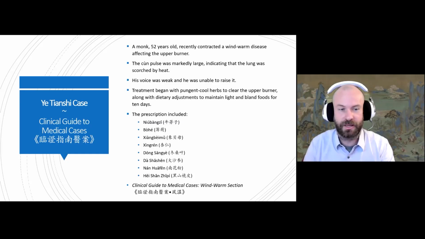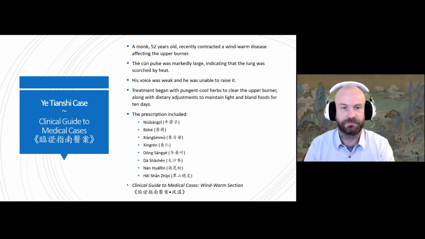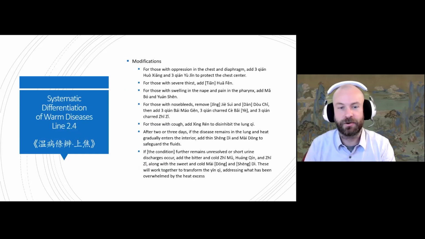But you can see there's not that much similarity, though there are a few herbs. Only Bohe and Yubangzi are there from the formula, but I think he argues that this kind of case shares a similar idea of warm disease and its treatment. Oh, modifications. These are just from the book. You can read these in your own time.